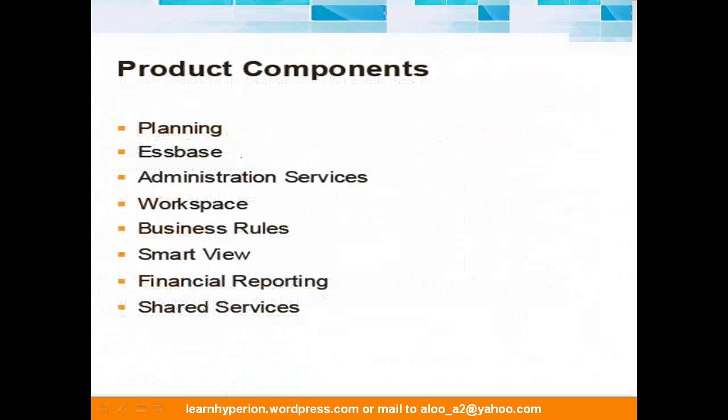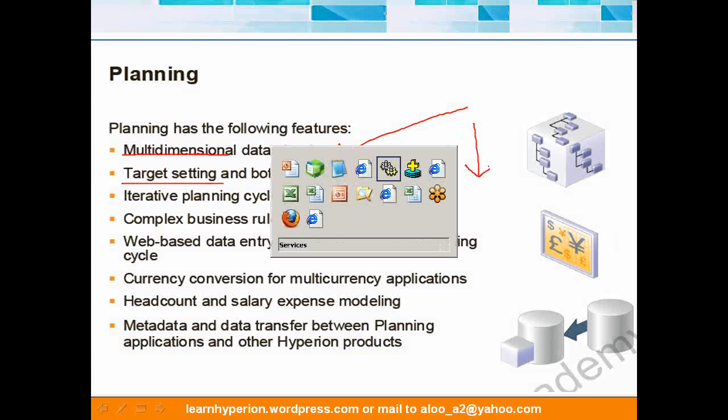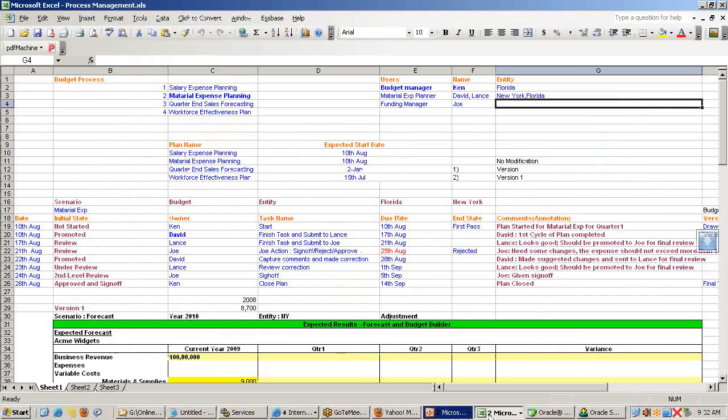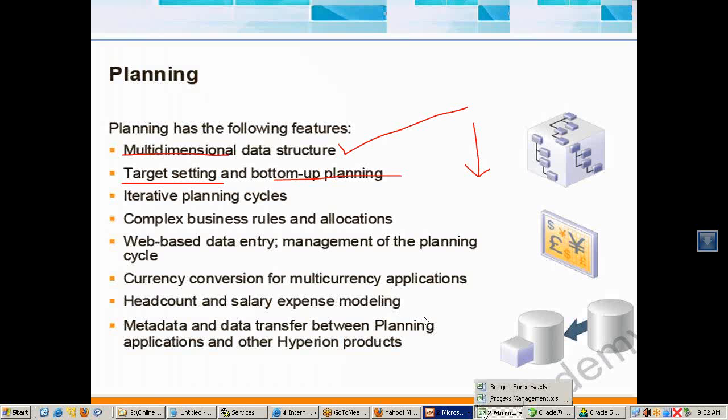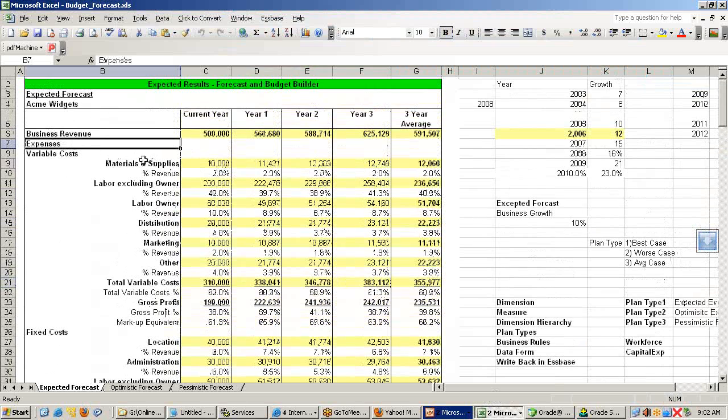So, key points about Hyperion planning. It's a planning and budgeting tool which is built upon a multi-dimensional database. We can use Hyperion planning for target setting and bottom-up planning. Target setting means you put the data at parent level and it distributes to the children. This is what we see. I give the total expenses and the total expenses distribute to the children.